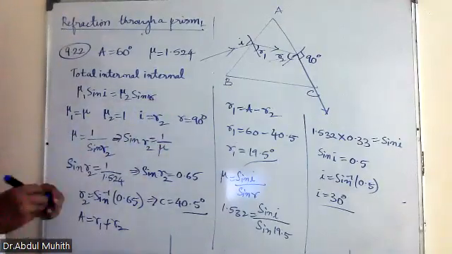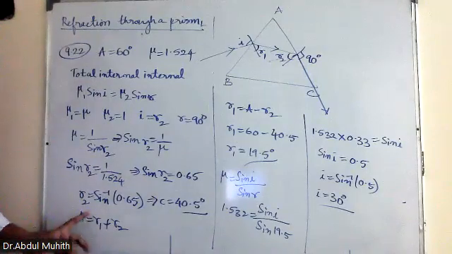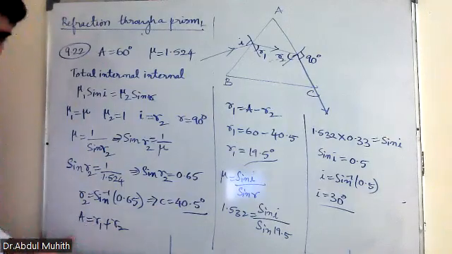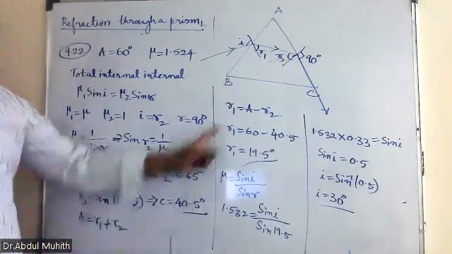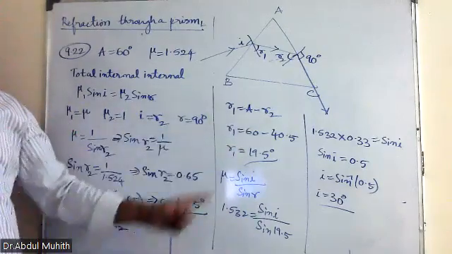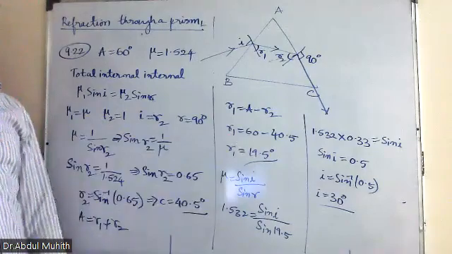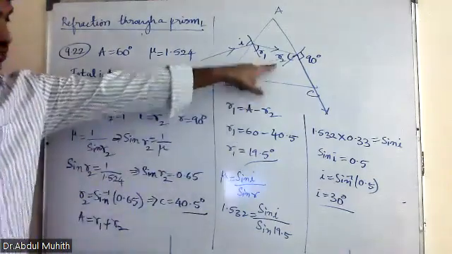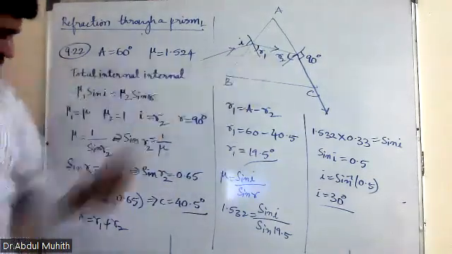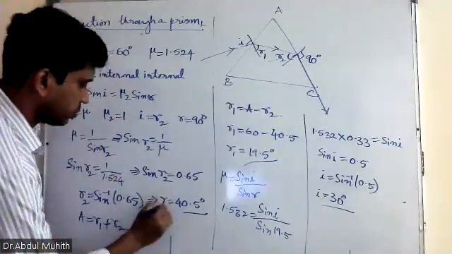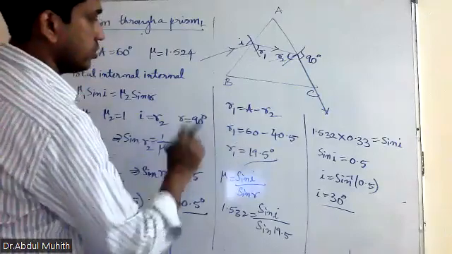Now we also know that A, the angle of prism, is R1 plus R2. This is for the minimum deviation question. Or in general, A is equal to R1 plus R2. R1 is equal to A minus R2. R1 is equal to 60 minus 40.5, and R1 is equal to 19.5. This we got R1. This is R2, right? This is also R2.